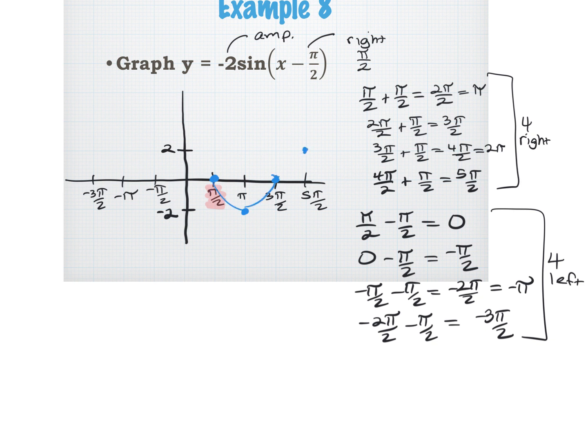Now when we go in the other direction, remember we calculated 0 here. So 0 is a stopping point. So right here on the positive 2, back down to the axis, and down and back up again. And there is your graph with an amplitude of negative 2 and a shift to the right to pi over 2.